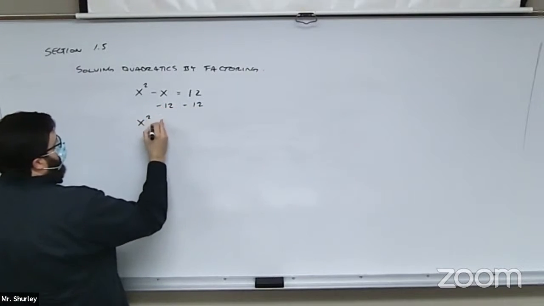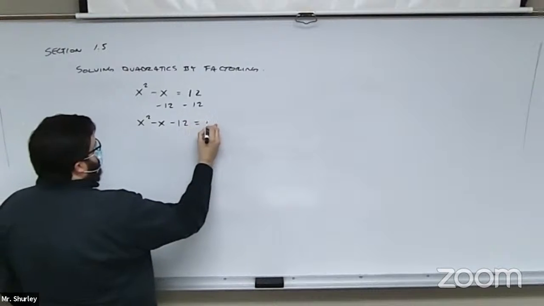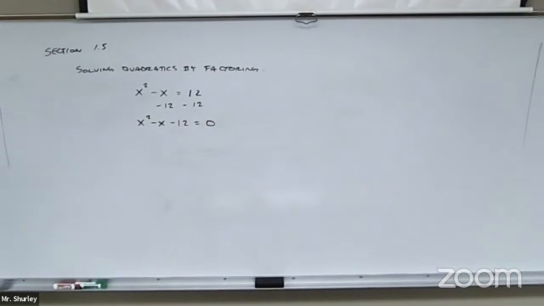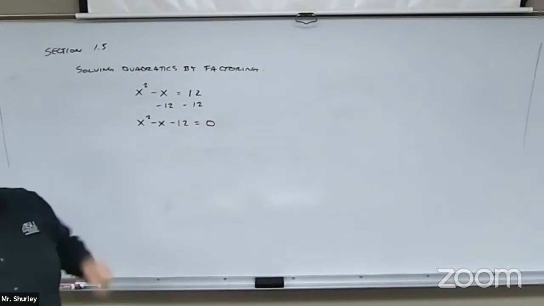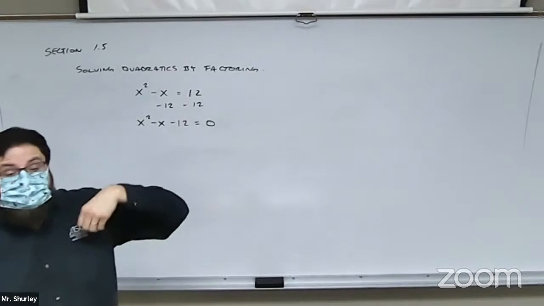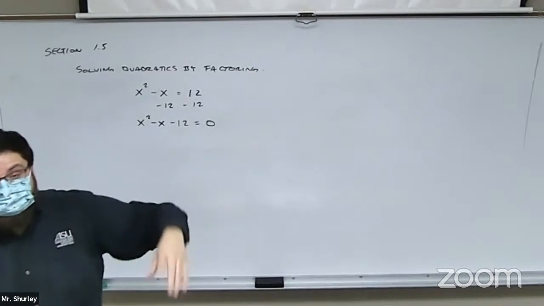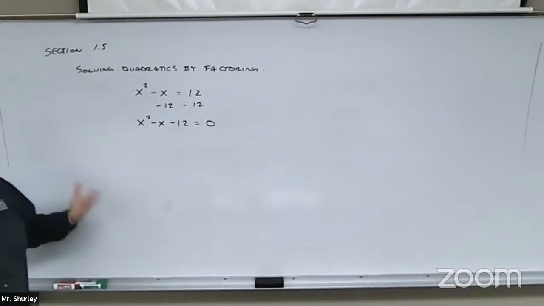So I get x squared minus x minus 12 equals 0. And now this is where, if you know how to factor this already, you just do it, okay? I'm going to do it my way, and we'll see if we get the same thing. If you're not sure how to do this one, follow along.